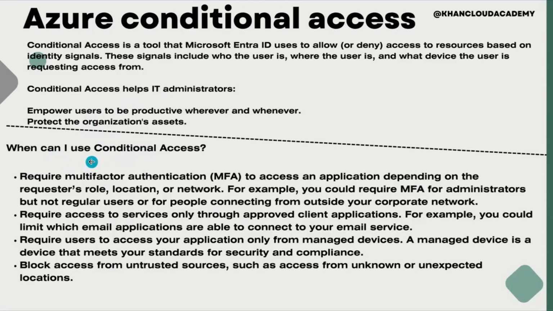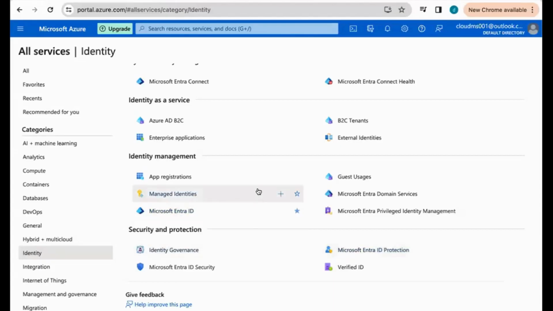So when can I use conditional access? You can require multi-factor authentication to access an application depending on the requester's role, location, or network. For example, you could require MFA for administrators but not regular users, or for people connecting from outside your corporate network. You can also require access to a service only through approved client applications. For example, you could limit which email applications are able to connect to your email services. So this is the basic point of the conditional access policy.